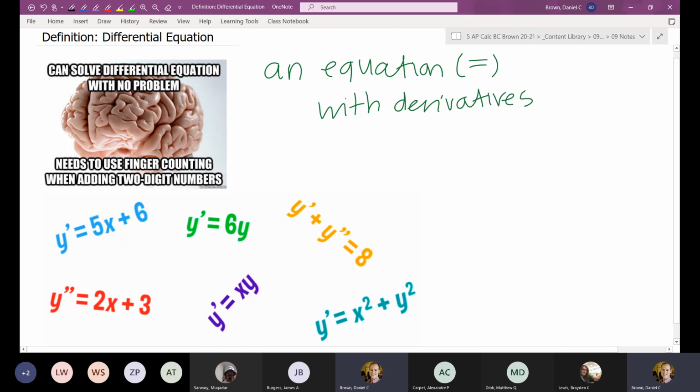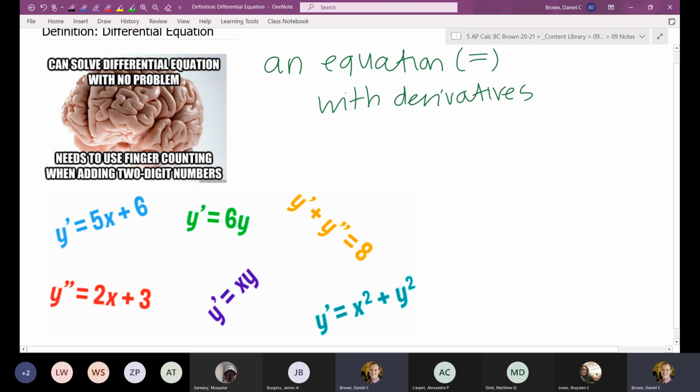There are going to be lots of different types of differential equations. I have just scattered at the bottom of this page different types that we have. So if I just say y prime is equal to 5x plus 6, technically that's a differential equation. But we can also look at ones that are a little bit more complicated. So we could have derivatives in terms of y, like y prime is equal to 6y. That's a differential equation. We could also have ones that mix together x's and y's, like y prime is equal to x squared plus y squared. And we can also have ones that use the second derivative or a combination of the first and the second derivative.